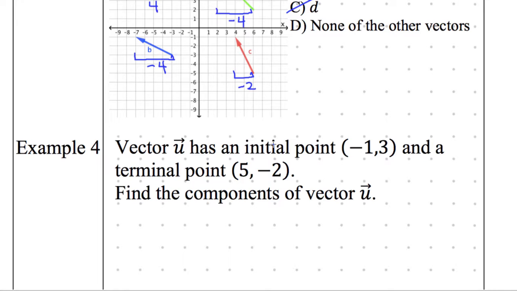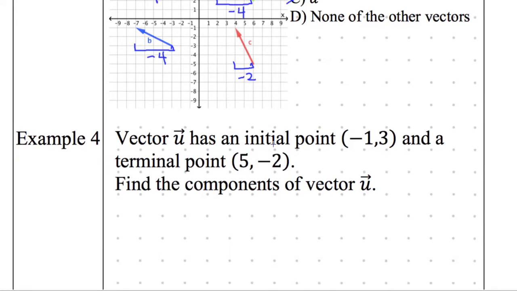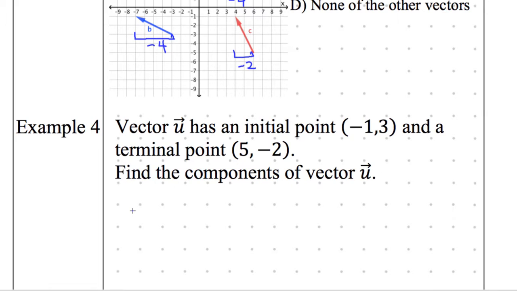I have an initial point at negative 1, 3, so I start here at negative 1, 3, and then I end with my terminal point at 5, negative 2. What are the components of vector u? You're kind of writing them like this. So I say vector u, so I write my u with an arrow over it, and that's going to be equal to something, comma, something. And usually with vectors, you go like this. Instead of doing parentheses, you go like this. Just to be fancy about it. You don't have to. You can use parentheses and be lazy.